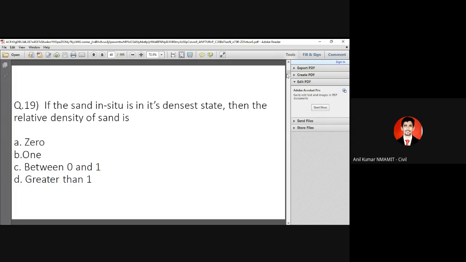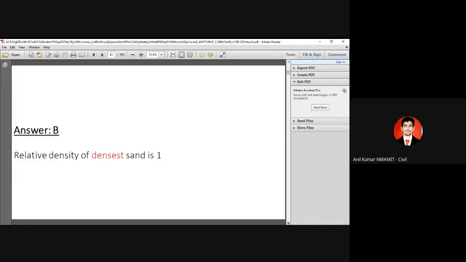The answer is 1. I told you in a previous similar problem, right? The relative density of the densest sand is always 1, because it has the minimum value. E is equal to E minimum. Clear? This is how you are supposed to solve the problem. Fine. Now let us go with the next one.